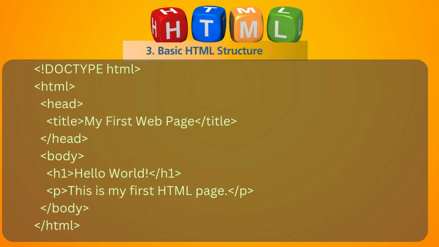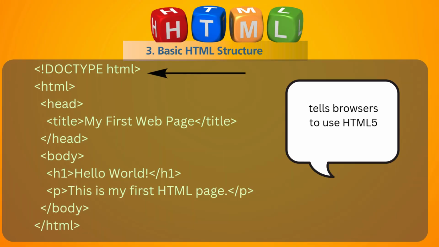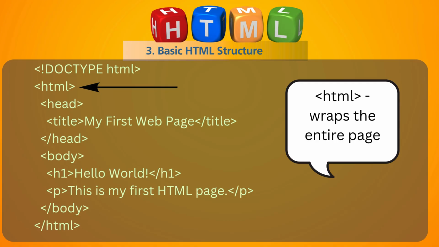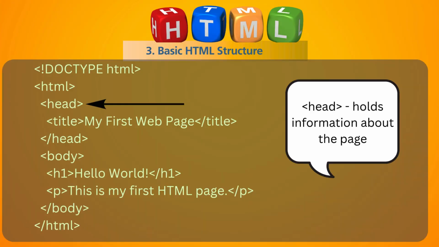Now we will see the basic HTML structure. You can see here, this is the document type, HTML. It tells browsers to use HTML5. Next tag we will see is html, which wraps the entire page. You can see the html starting tag and the html end tag with the slash. Another tag we will see is head. Head holds information about the page, that is the title.